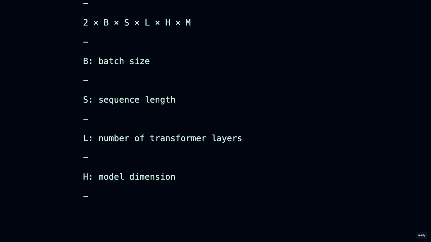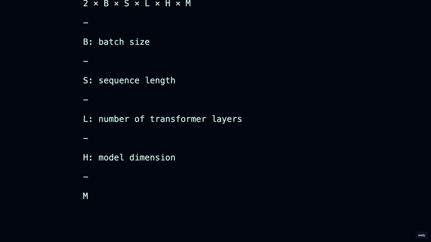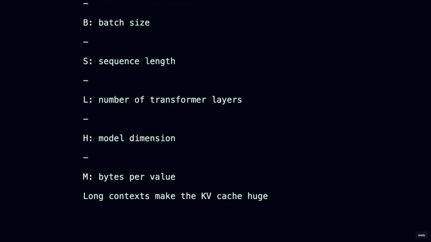Now we finish with the storage cost per number. This is the storage cost of each number, such as FP16 or FP32. Lower precision reduces memory directly. Now you can see why this becomes expensive so quickly. With a large batch, a long context, and many layers, the cache can reach tens of gigabytes even for one model.